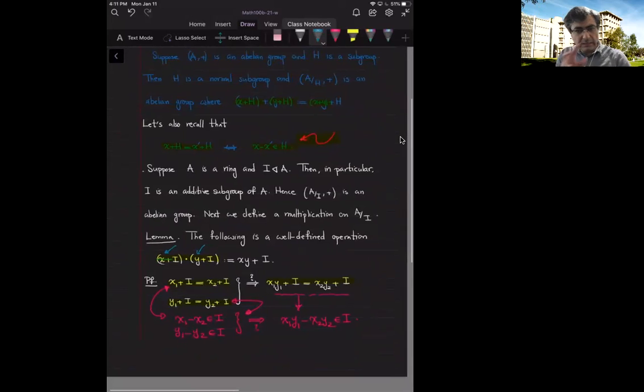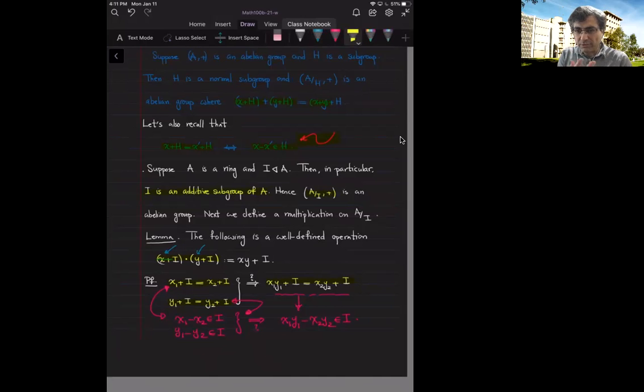Okay, now let's go back to ring theory. We are given an ideal I of a ring A. In particular, I is a subgroup of A, and therefore I can talk about the quotient additive group. So the space of cosets of I inside A, with plus, forms an abelian group.